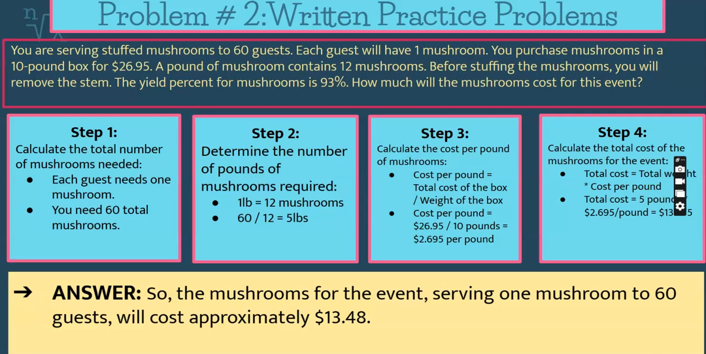So this is the same scenario as before. Each guest gets 1 mushroom. Because it's by count, even though we are cutting off the stem, we know each guest needs 1 mushroom, so we don't have to account for extra. So we do not need to take into account the yield percent. Even though it's giving it to us, we don't need it.